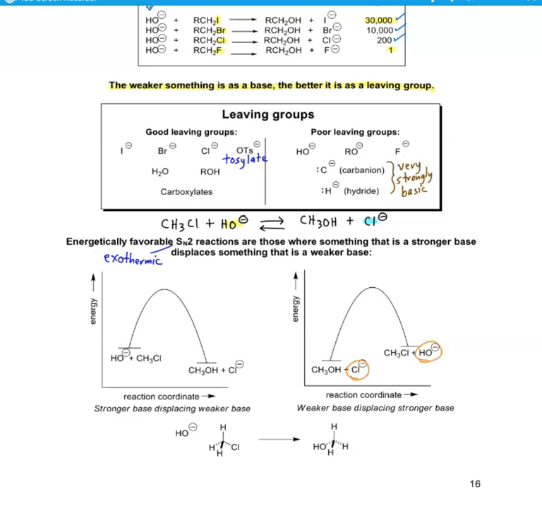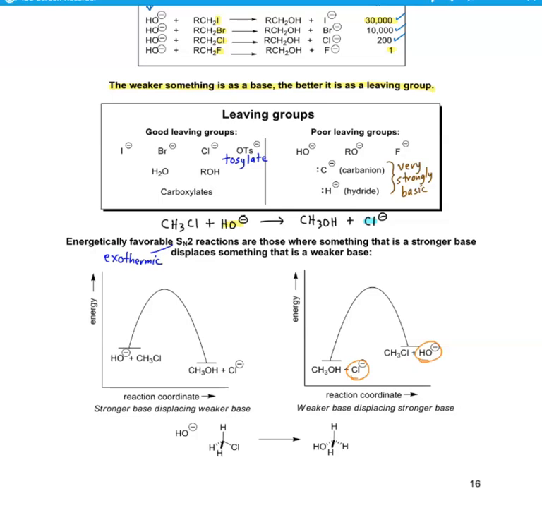So the direction of reaction, let's take out the reverse reaction arrow now, the direction of reaction that favors the better leaving group, or the weaker base being the leaving group, is the favorable direction of the reaction.